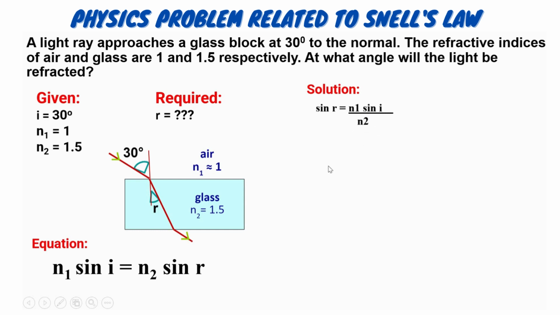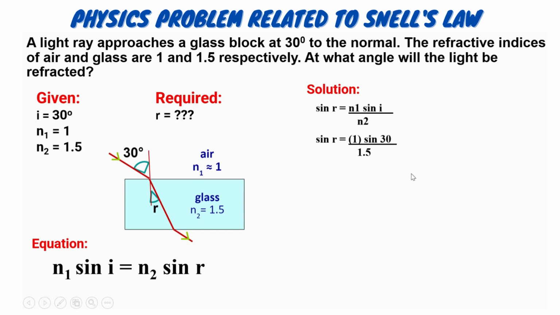So the next step is to substitute the given variables. For n1, which is the refractive index of air, we have 1. For i, we have the angle of incidence of 30 degrees. And for n2, which is the refractive index of glass, we have 1.5.